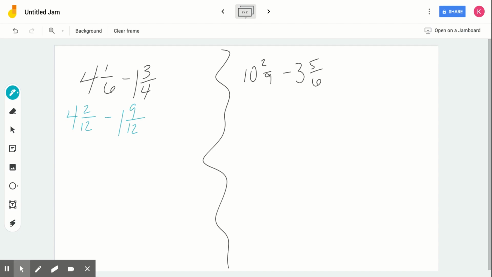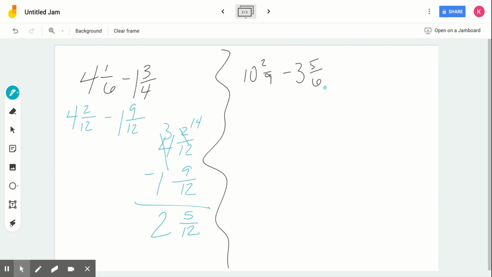We need to again rewrite this vertically. 4 and 2/12 minus 1 and 9/12. Again, we borrow. Add an entire group, so 12 plus the 2 is 14. 14 take away 9 is 5 out of 12. 3 take away 1 is 2.